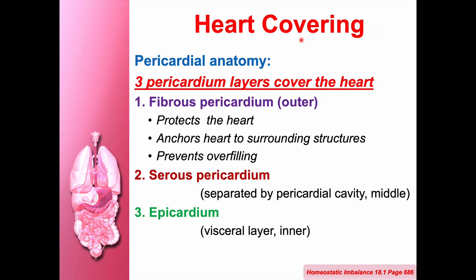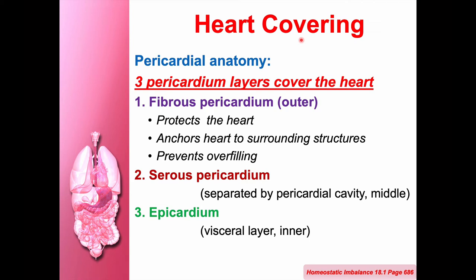If you look at the layers of a blood vessel, it is made up of tunica adventitia, the outermost connective tissue layer, then tunica media, the middle muscular layer, and tunica intima, the innermost epithelial layer. These are the three layers of a blood vessel. So the heart is nothing but a modified artery. That is why the pericardium is compared to tunica adventitia, the middle myocardium is compared to tunica media, and the endocardium is compared to the innermost layer.